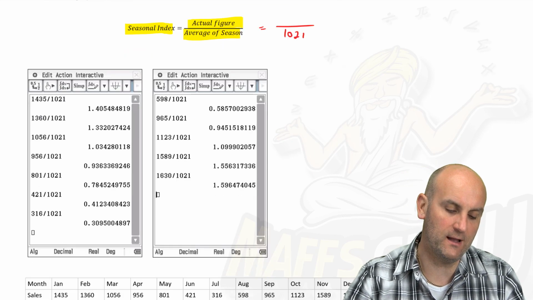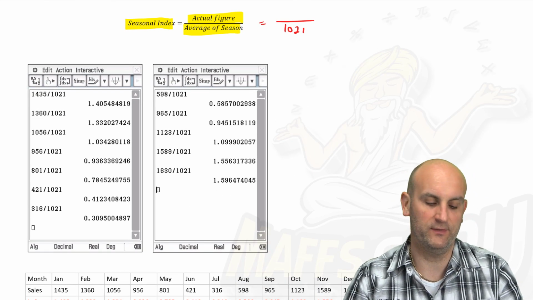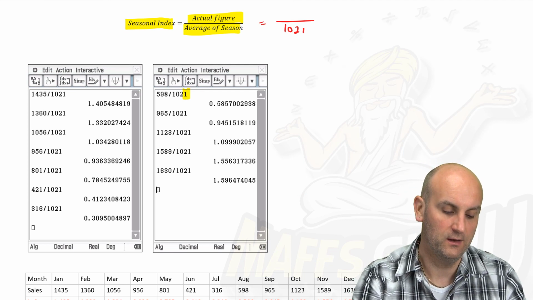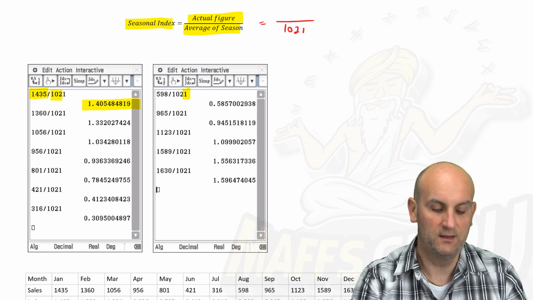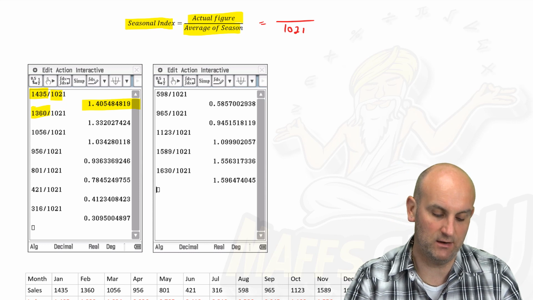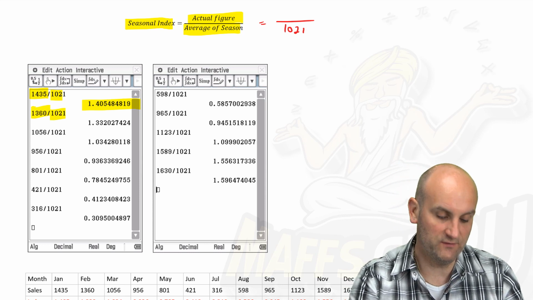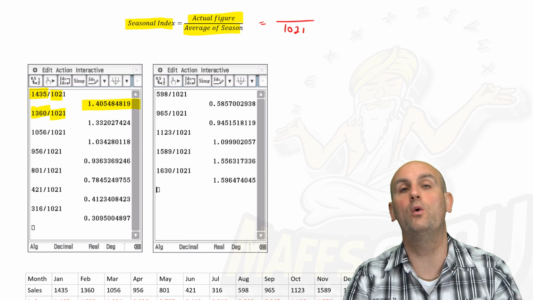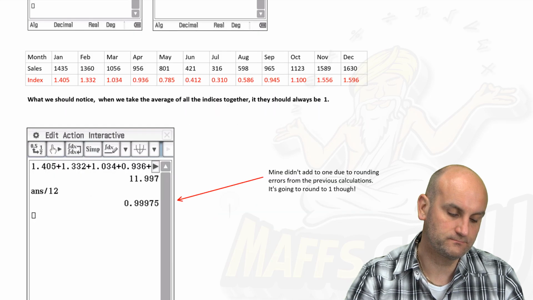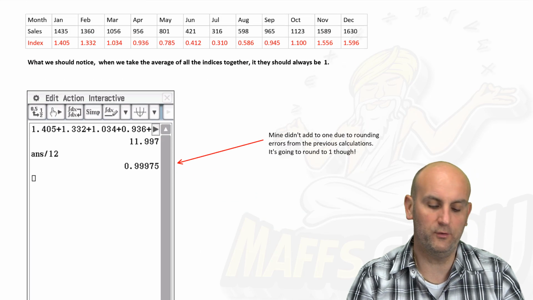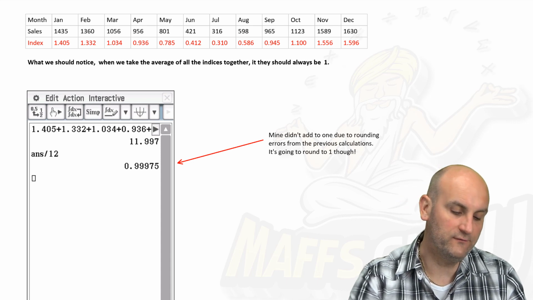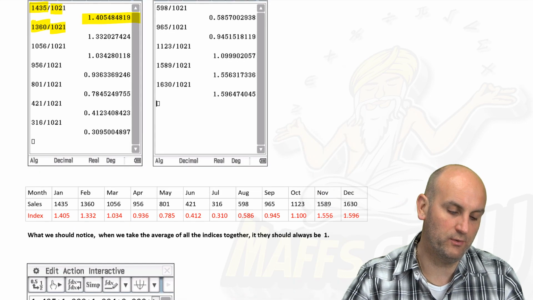So firing up my calculator, leaving that formula on there, what do I notice? Well, my first value for January was 1435, which I've divided by 1021 to give me that massive value there. What about this one? 1360 was my value for February, which I've divided by 1021. So all of these have been divided by the same value. Moving this up so that it's a bit clearer, what do I now see? Well, I notice, ladies and gentlemen, that I've turned, let's just bring it back down again, 1.405.